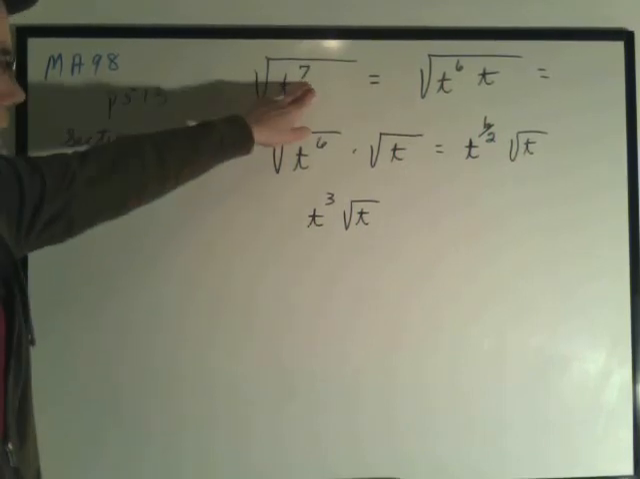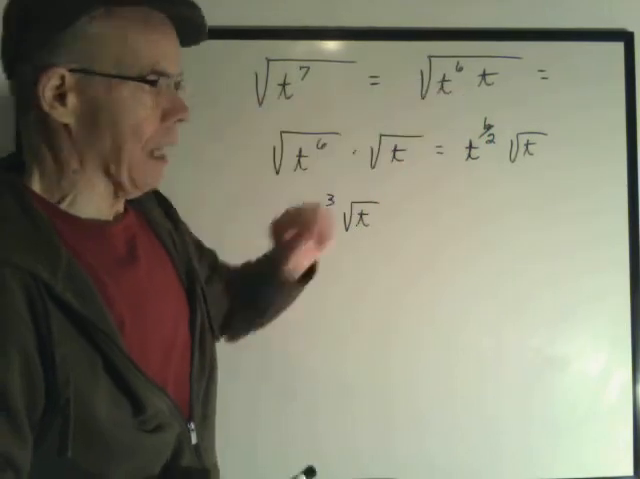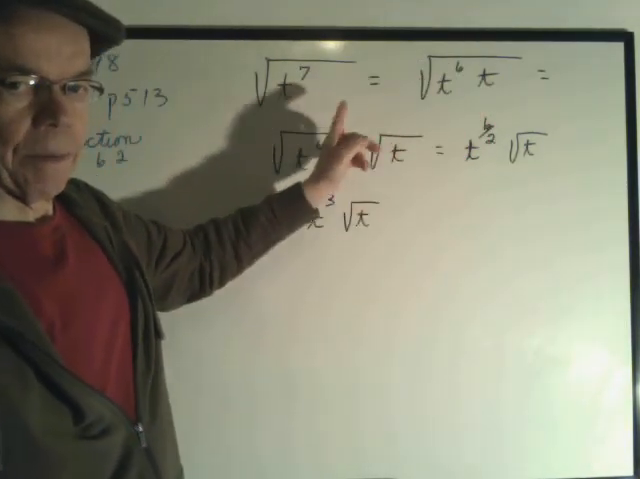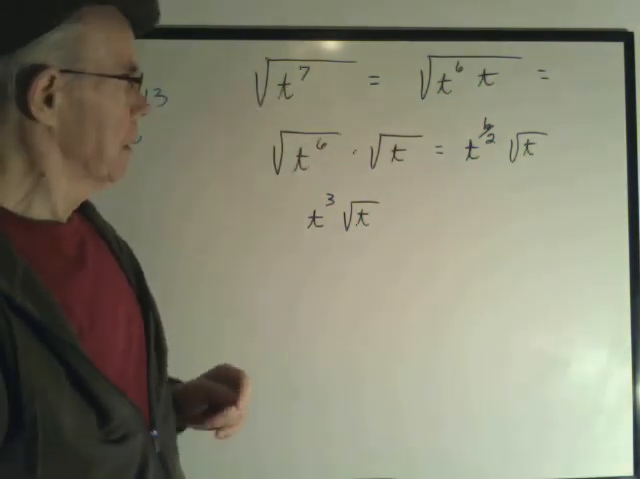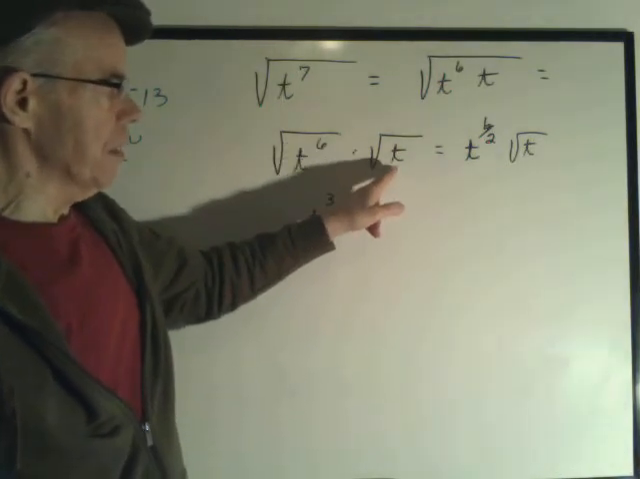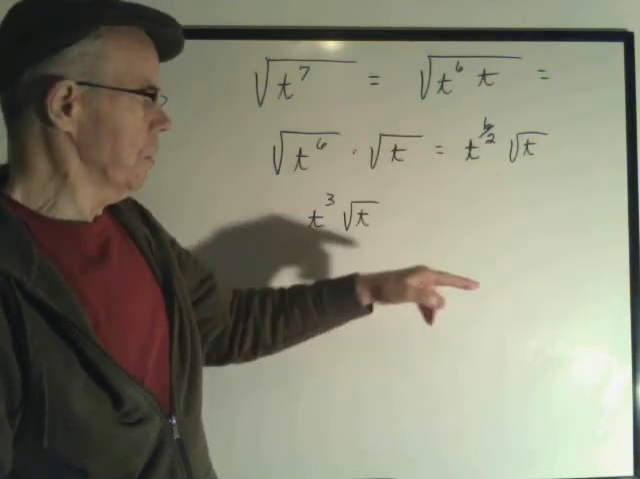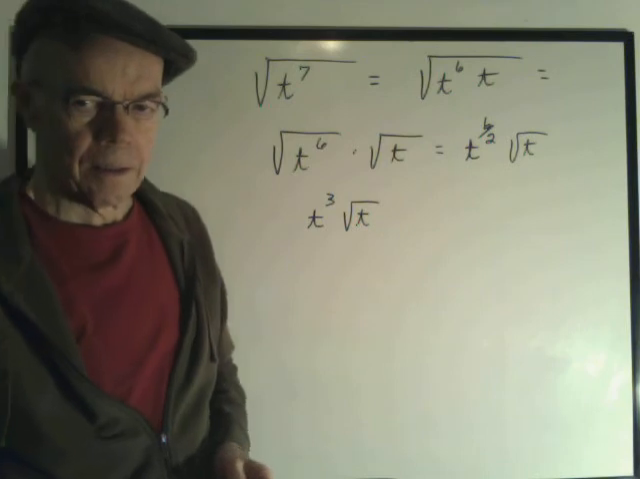All right, I can't divide 7 by 2, but I can break this up into t to the 6th times t. If I multiply them together, I would add the exponents, and I would end up getting my t to the 7th. So I have square root of t to the 6th times square root of t. 6 divided by the index, which is 2, gives me t to the 3rd times the square root of t. So that's the answer to it.